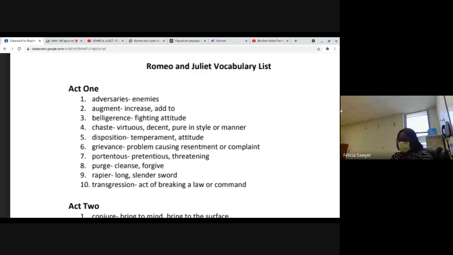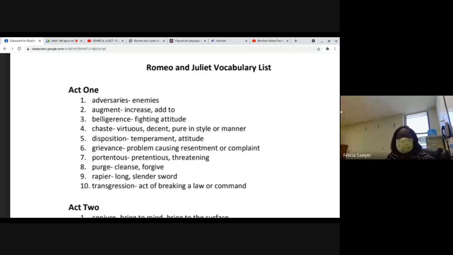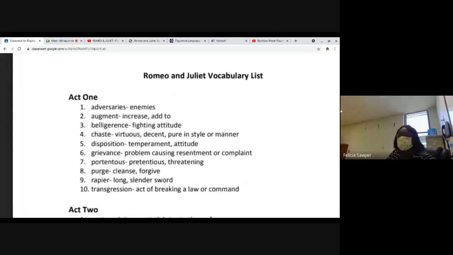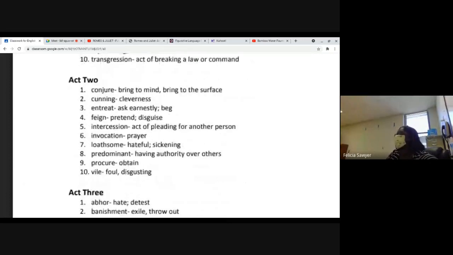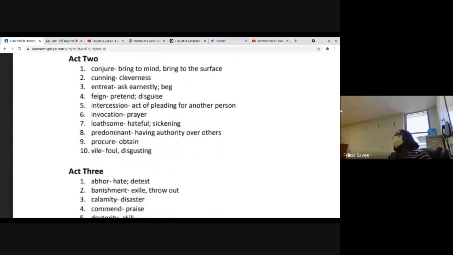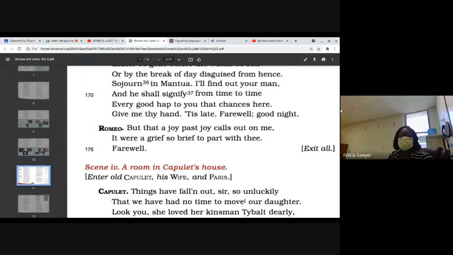So make sure that you're studying the vocabulary for Acts 1 and 2. Your quiz will probably be next week. Make sure you look in the unit materials under the life of Shakespeare. And before we started reading the play, we also looked at some of these vocabulary words as well. So we are back in Act 3, Scene 4.